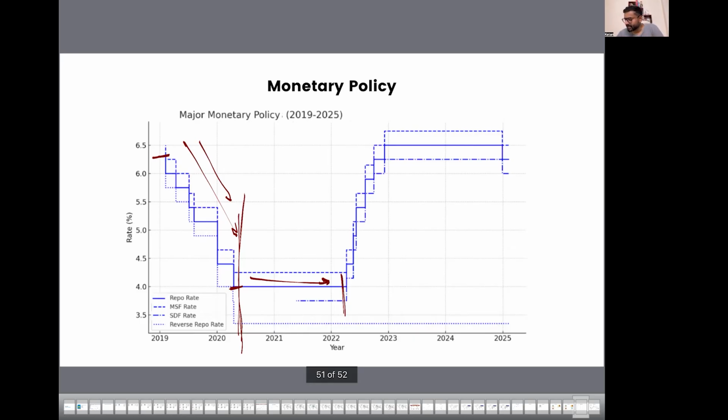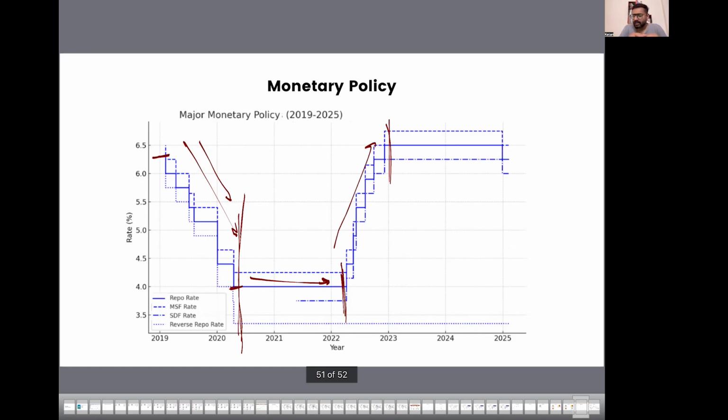But then we see that the RBI started withdrawing its accommodation from early 2022 till late 2022, early 2023, because now the inflation had risen to a very high level. Also, the global inflation was very high. There was also the Russia-Ukraine war and other conflicts happening around the world. And because of that, the inflation had become too high for the comfort of the RBI and the government of India. And therefore, the RBI again raised the rate to a high of 6.5%.